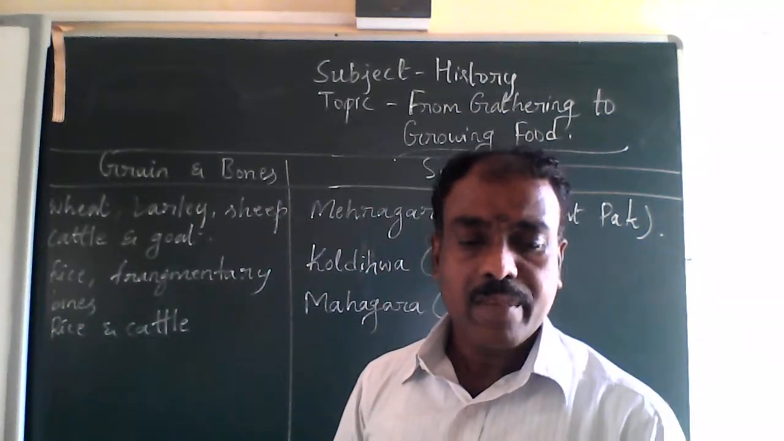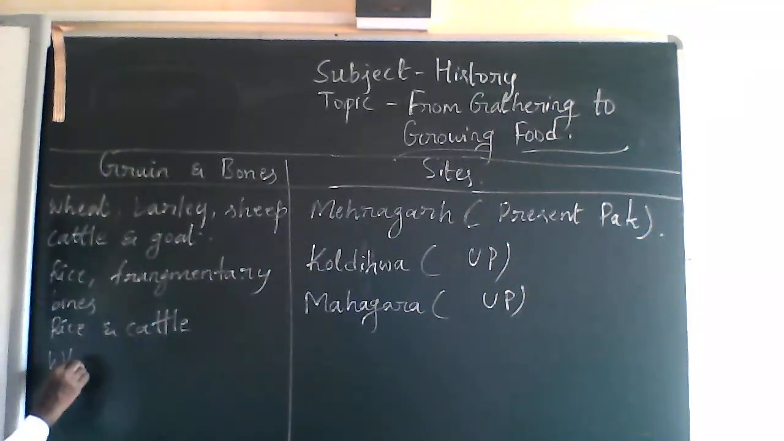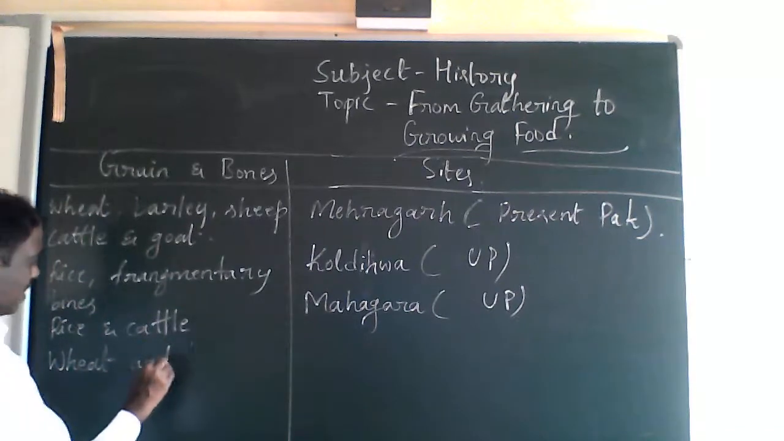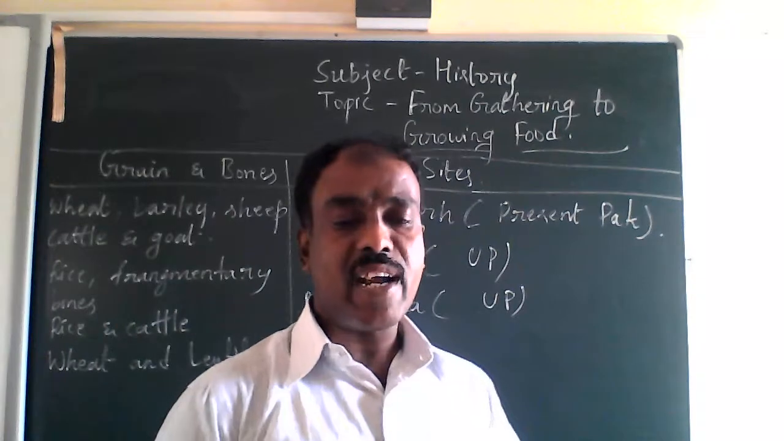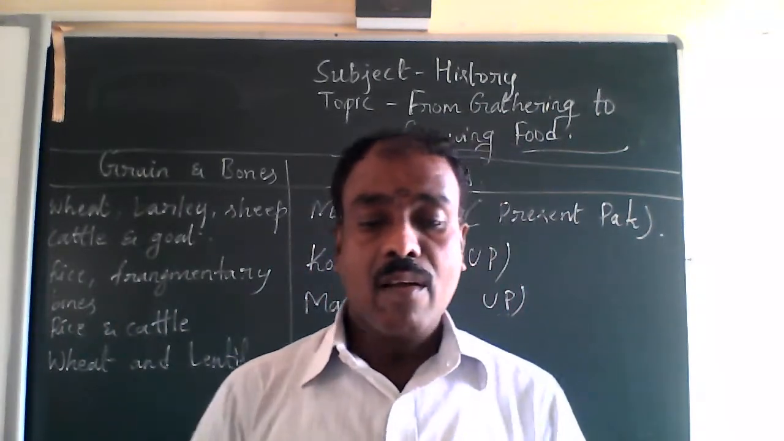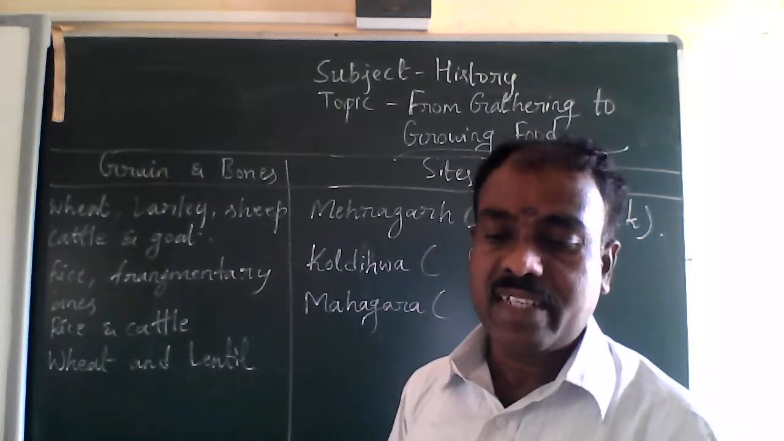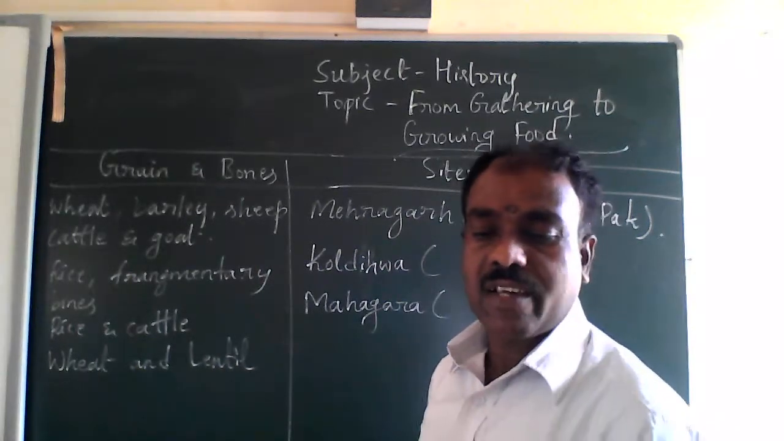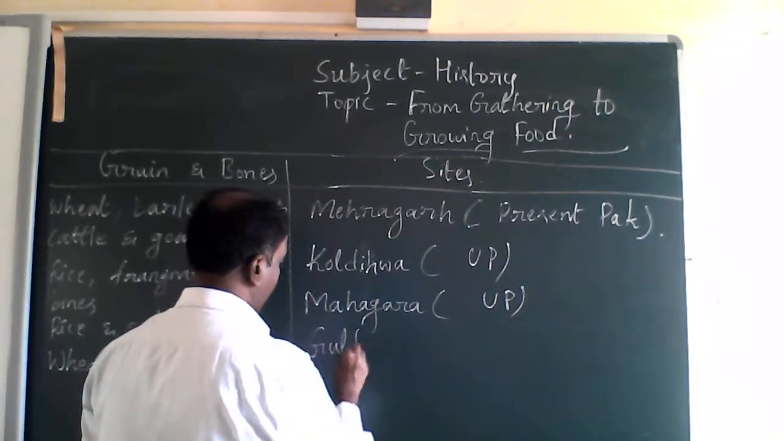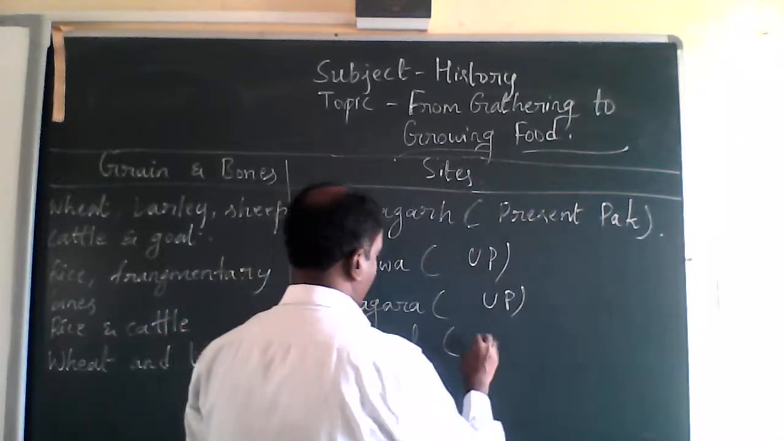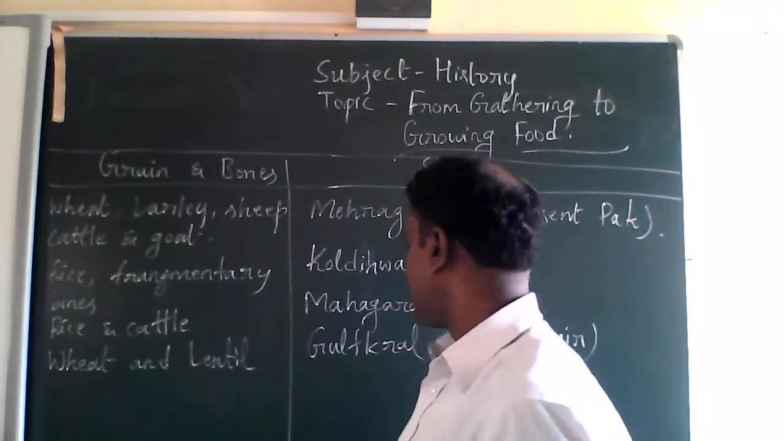And after that, wheat and lentil. Wheat and lentil were found in Gufkral, which is at present in Kashmir.